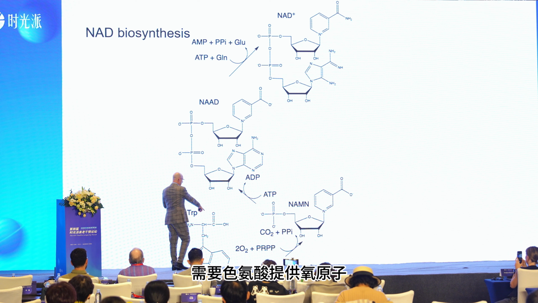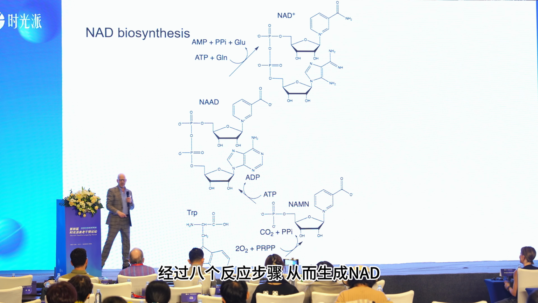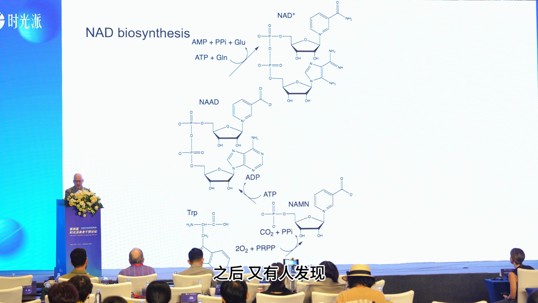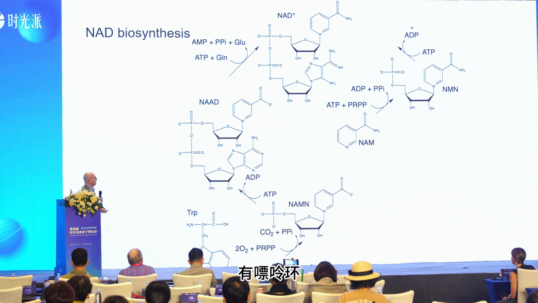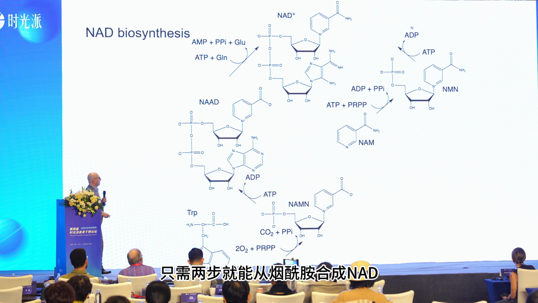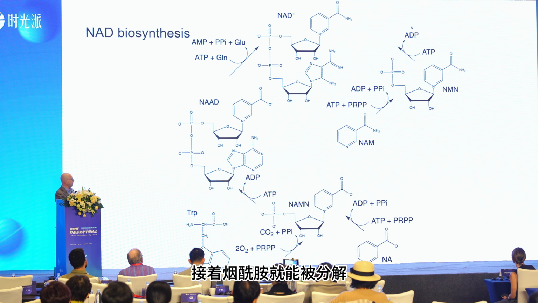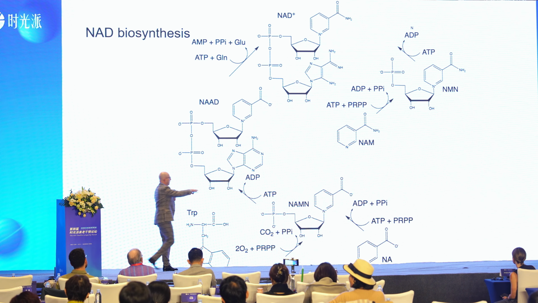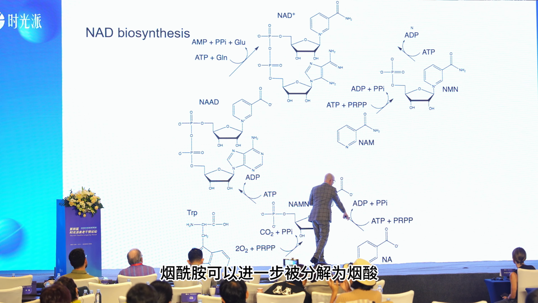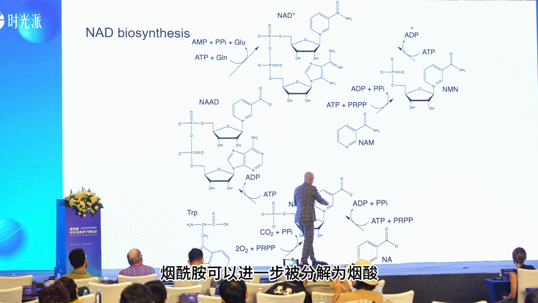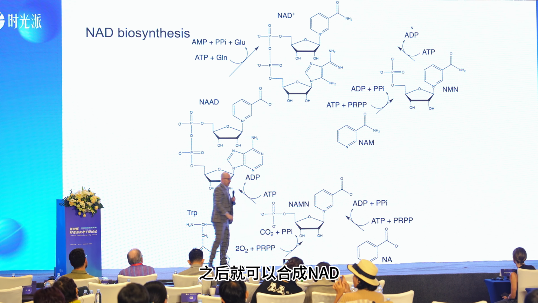It actually requires oxygen from tryptophan to go in 8 steps to make NAD. And then it was discovered again by other people that nicotinamide is a very important precursor. It's got the pyridine ring, and it just takes 2 steps to go from nicotinamide to NAD. And then nicotinamide can be degraded. So nicotinamide is a broken down piece of NAD. Nicotinamide can be further degraded all the way down to nicotinic acid, and then that can make NAD.